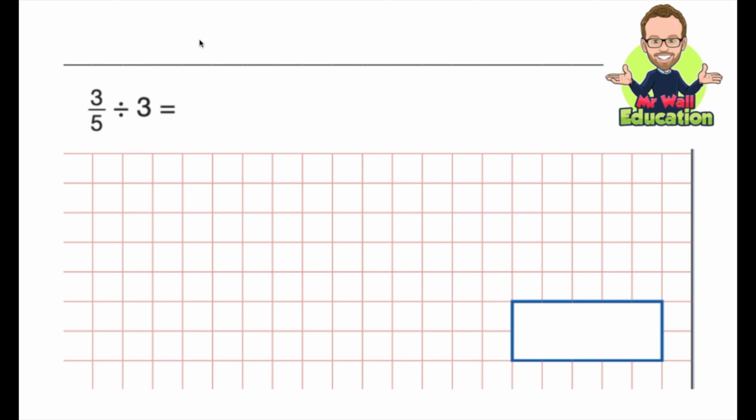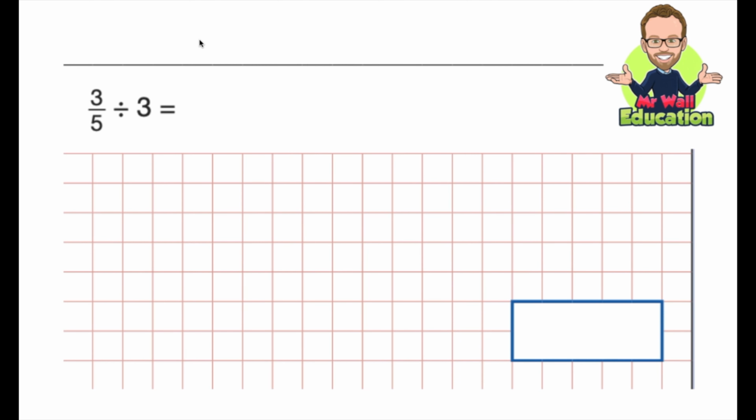In this video we're going to be looking at dividing and multiplying fractions by whole numbers. What I've done is I've gone through every single SATS paper over the last few years and pulled all of the dividing and multiplying fraction questions out and put them on one sheet for you to download. The link to that is in the description.